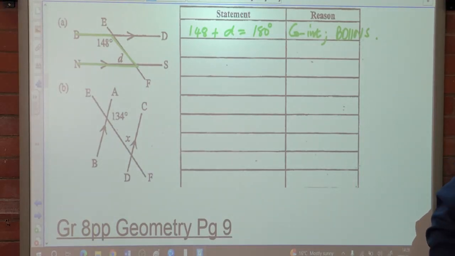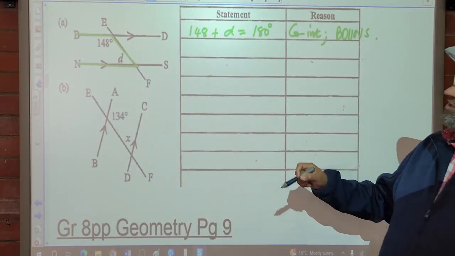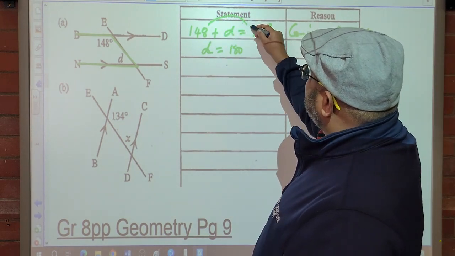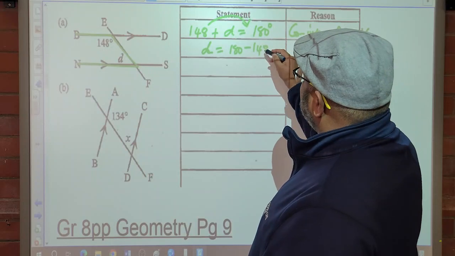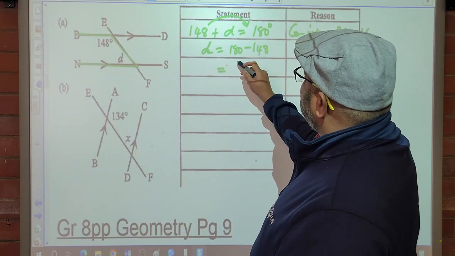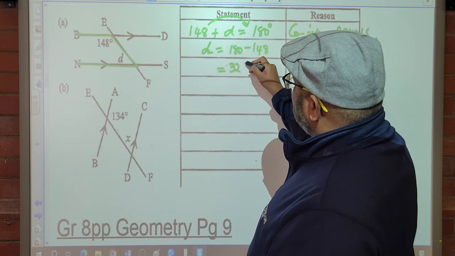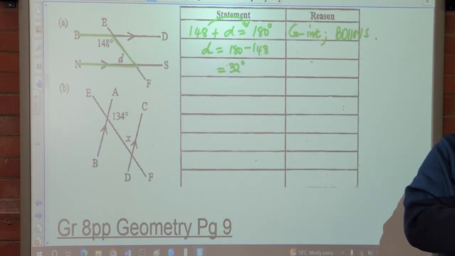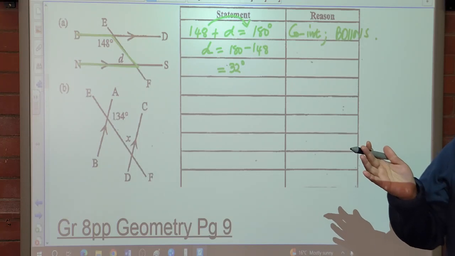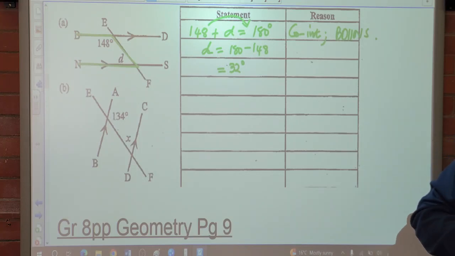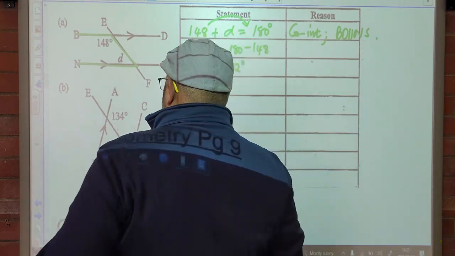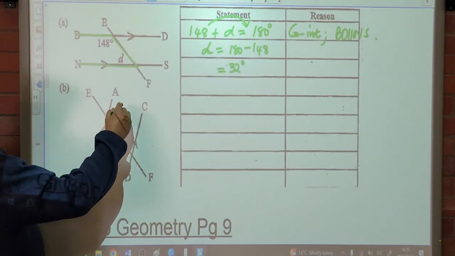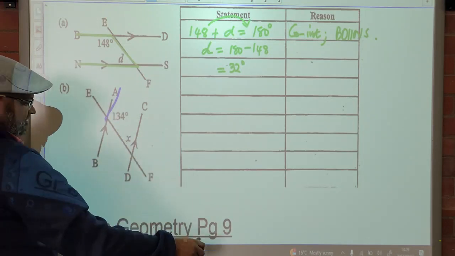Okay. So now we need to solve D. D is equal to 180 minus 148, which is 32 degrees. Okay. Easy. No? No stress, no fuss. Let's look at B. Again, co-interior. Can you see that U being formed there?